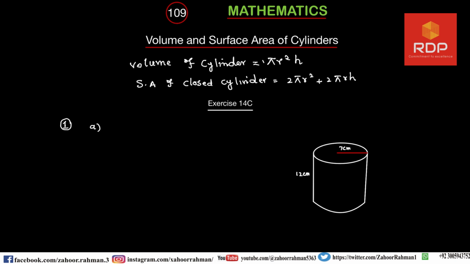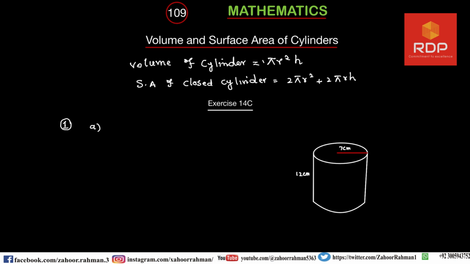The first one is the volume of a cylinder, that is equal to base area into height, and because the cylinder is in circular shape, the area of the base will be pi r square, and h represents the height of the cylinder. The second formula which we will use is the surface area of the closed cylinder, that is equal to 2 pi r square plus 2 pi r h. These are the two formulas we will use inside this topic.